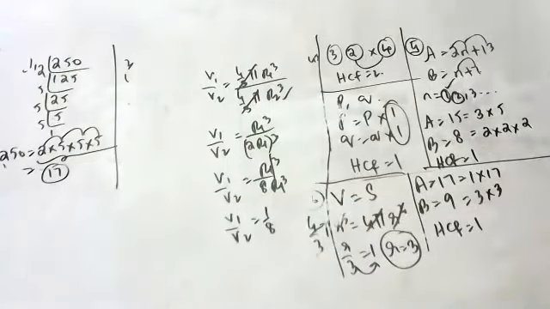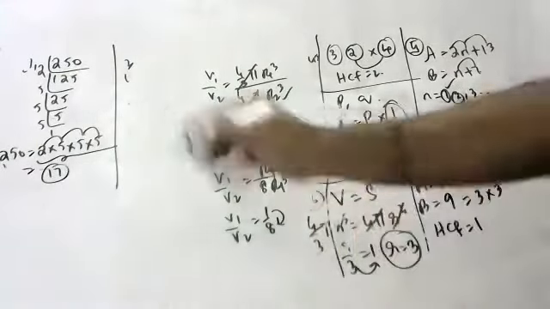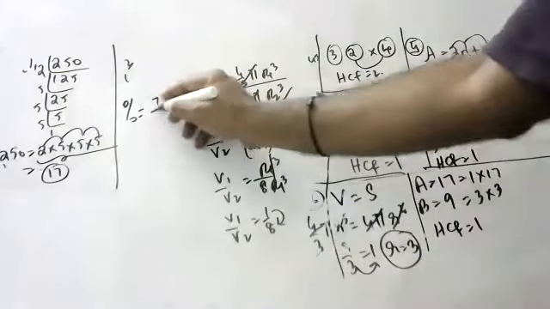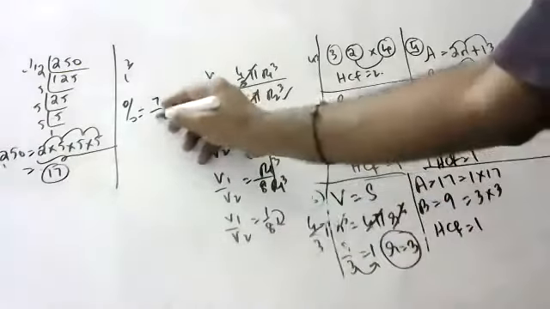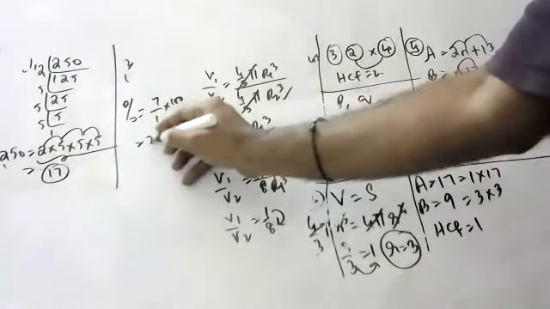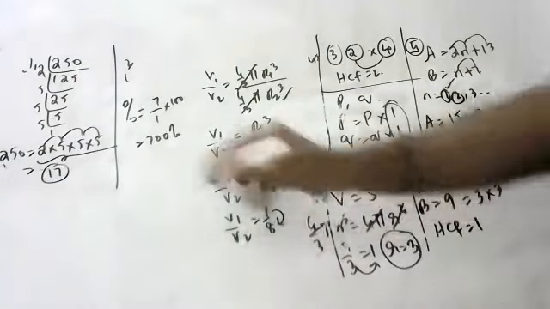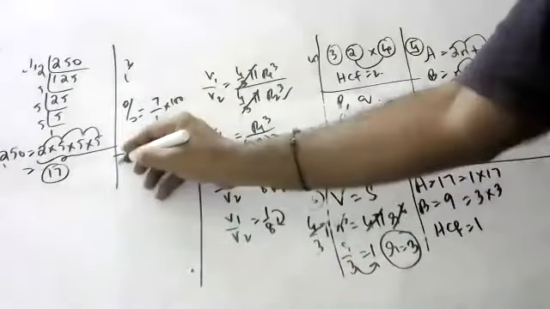Is it increasing or decreasing? Increasing. 1 became 8, so it is increasing. How much percent? Change by original into 100. Change is 7, original is 1, into 100: 700 percent increase.